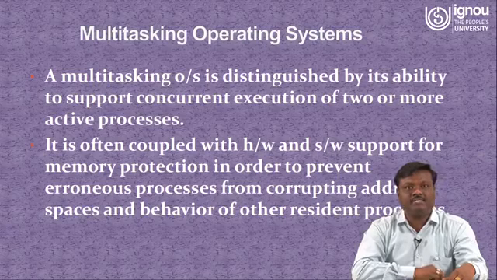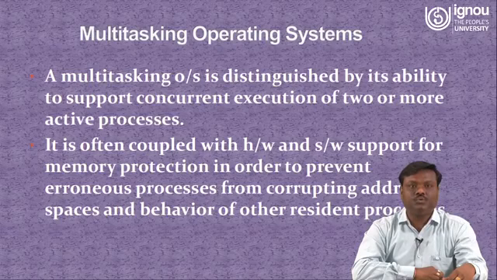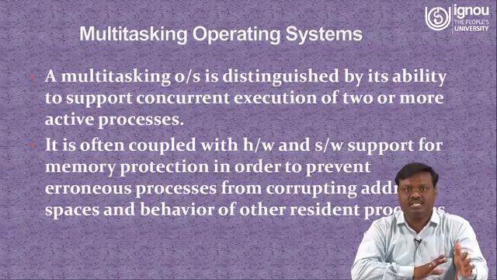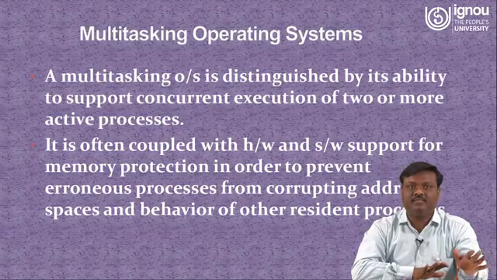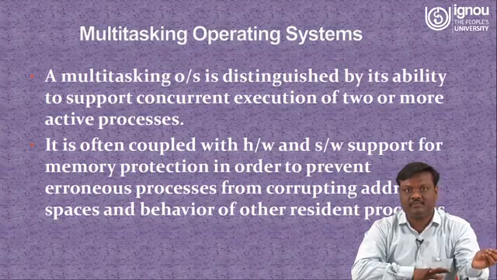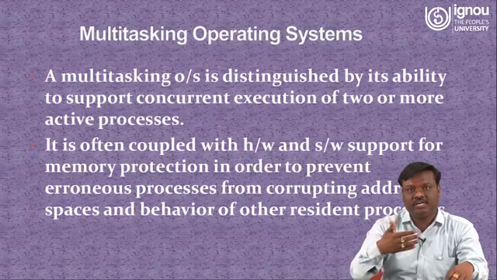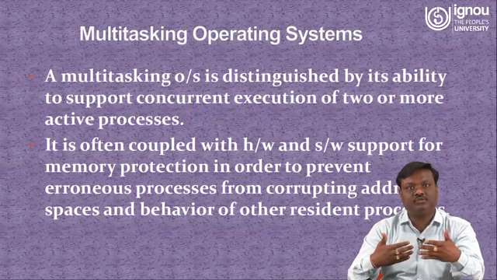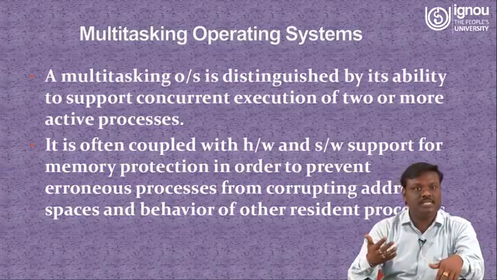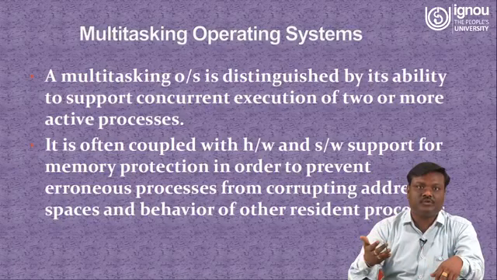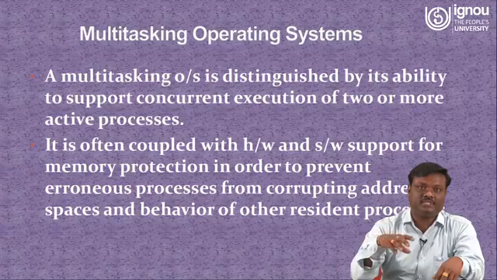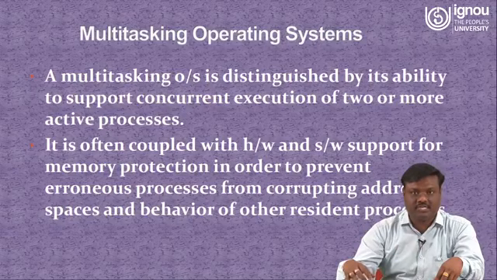A multitasking operating system is distinguished by its ability to support concurrent execution of two or more active processes. If it has a single process with a single processor, and it allows only a single process to be handled, that won't be called multitasking. It is only a single-tasking operating system. But here we are talking about a multitasking operating system. Some processes we can run in the foreground, and some may be shifted to the background. Simultaneously we can access different programs, or the CPU can handle different processes at different timings. All these things come under multitasking.